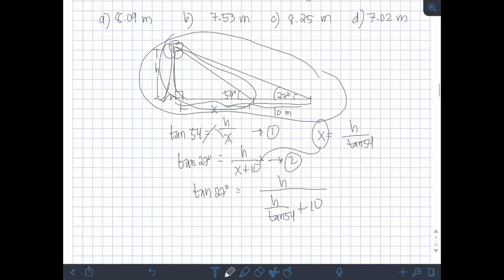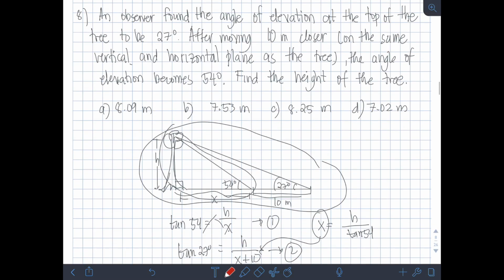So, you can just shift solve this. Input it in your calculator, tan 27 is equal to alpha x over tan 54 plus 10. Shift solve. So, you solve for x or h as 8.09 meters. So, therefore, the answer is letter A.